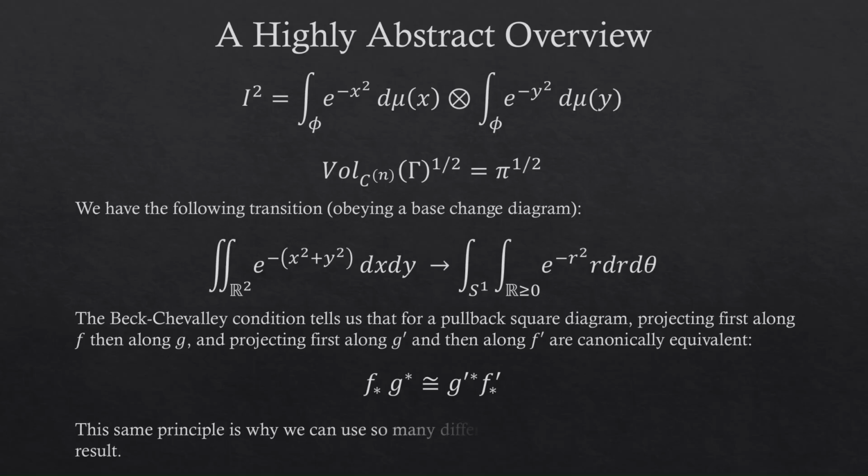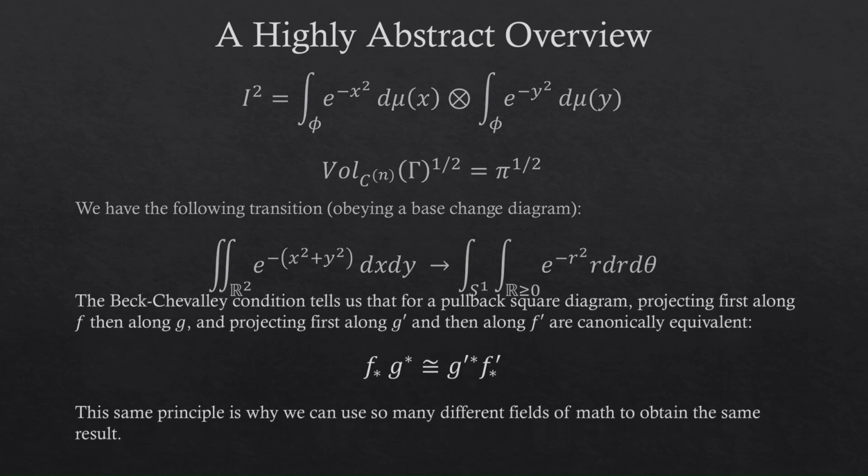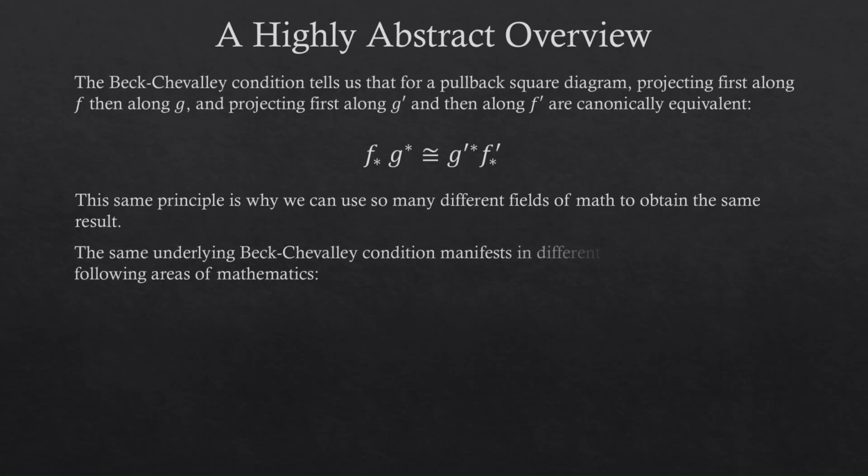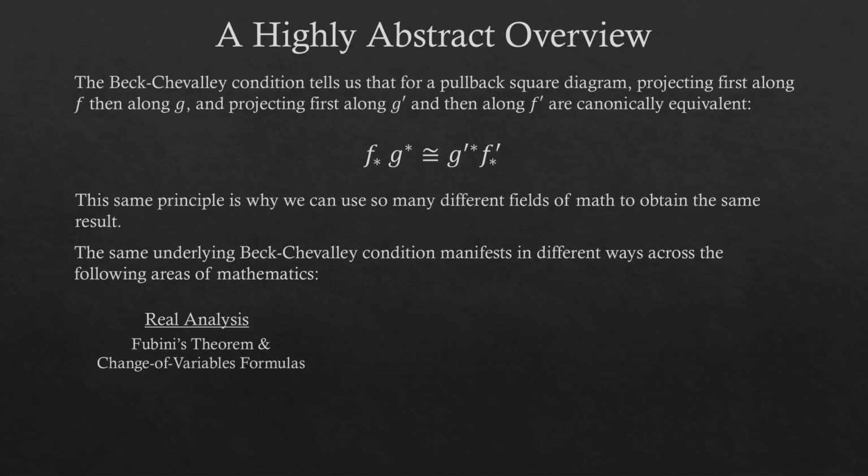And this same principle is actually why we can use so many different fields of math to obtain the same result. The same underlying Beck-Chevalley condition manifests in different ways across the following areas of mathematics. We're going to give 5 different examples, but there are many more. In real analysis, it occurs to us through the form of Fubini's theorem and the change of variables formulas that follow.